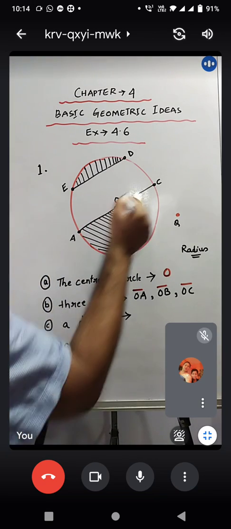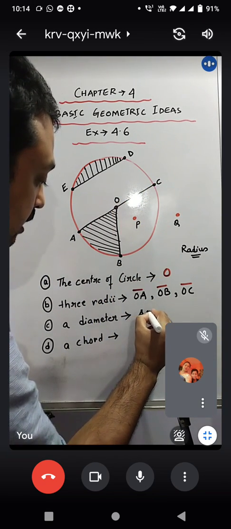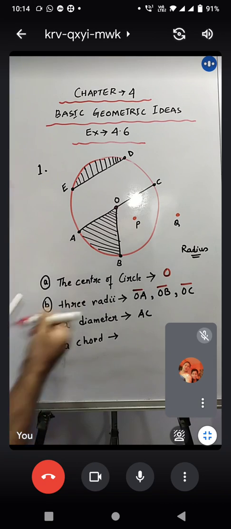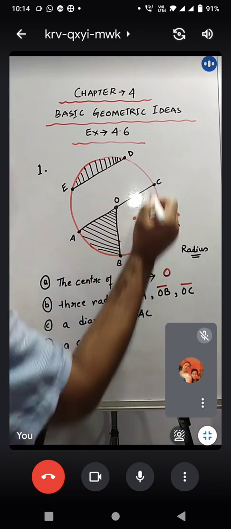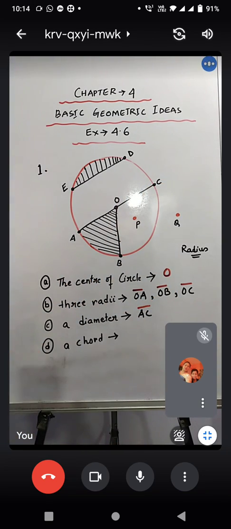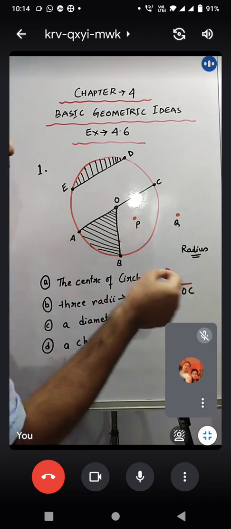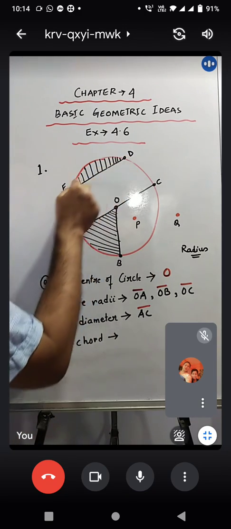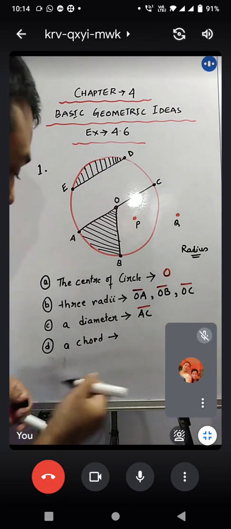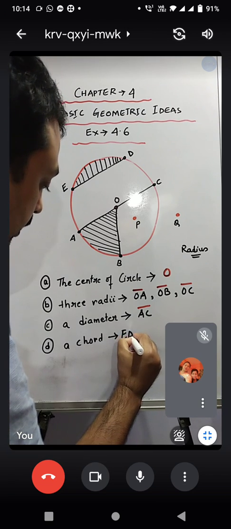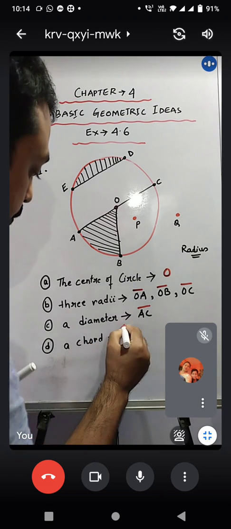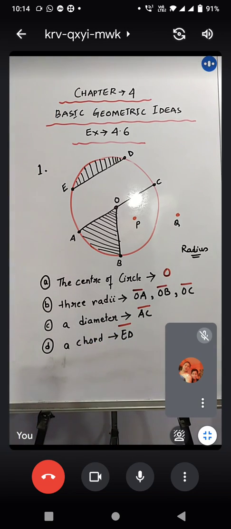So what is the name of the diameter? The name of the diameter is AC. Since this is also a line segment, because it has one starting point and one ending point, we'll put a bar over it. Now what is the chord? It is just an ordinary chord which does not pass through the center. So in this case, ED is a chord. This is also a line segment, so we'll put a bar over it. So these are the first 4 questions.